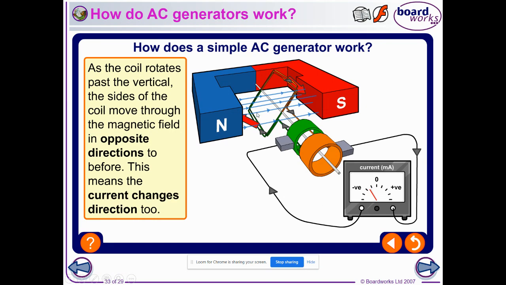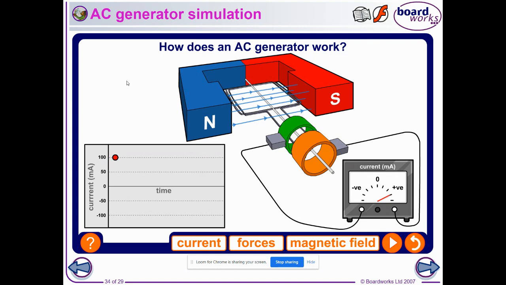As the coil rotates past the vertical, you'll see that the orange part is now over this side. The sides of the coil again move through the magnetic field, but now in the opposite direction. So the EMF is also induced and the current is also induced, but the current changes direction. So the current now becomes negative. Then here is how the current or the EMF versus time looks like.